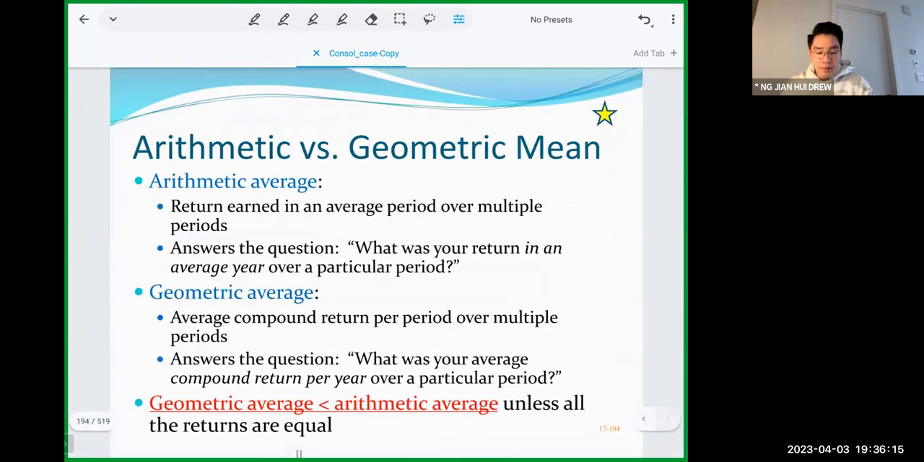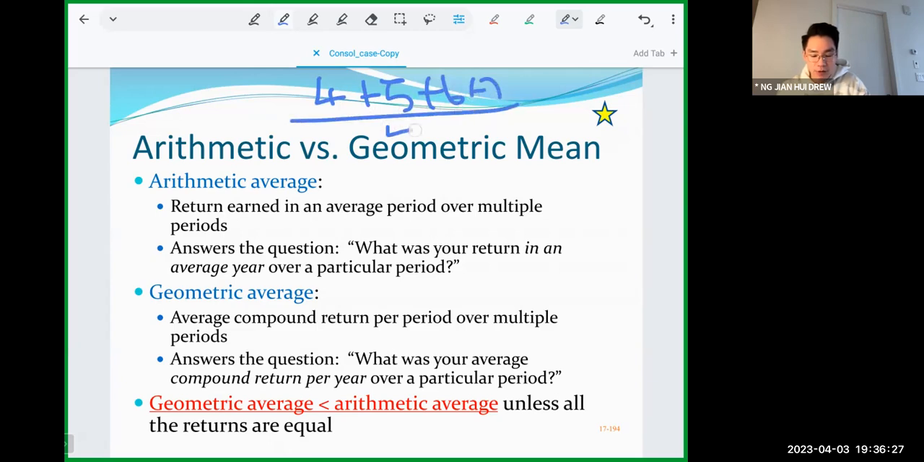Remember earlier we talked about the idea of a simple average. A simple average means that you just add the numbers, say 4, 5, 6 plus 7, divided by 4, because there are 4 numbers. So this is just the arithmetic average, or arithmetic mean.